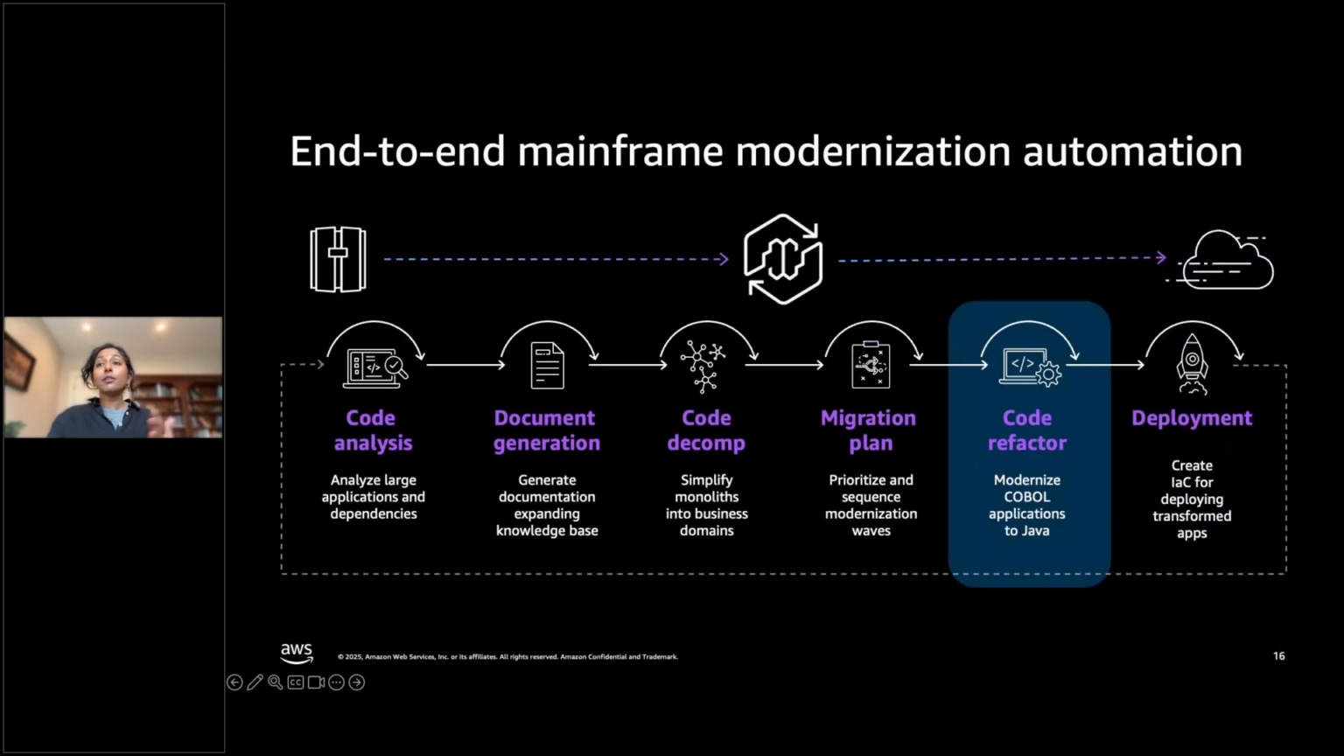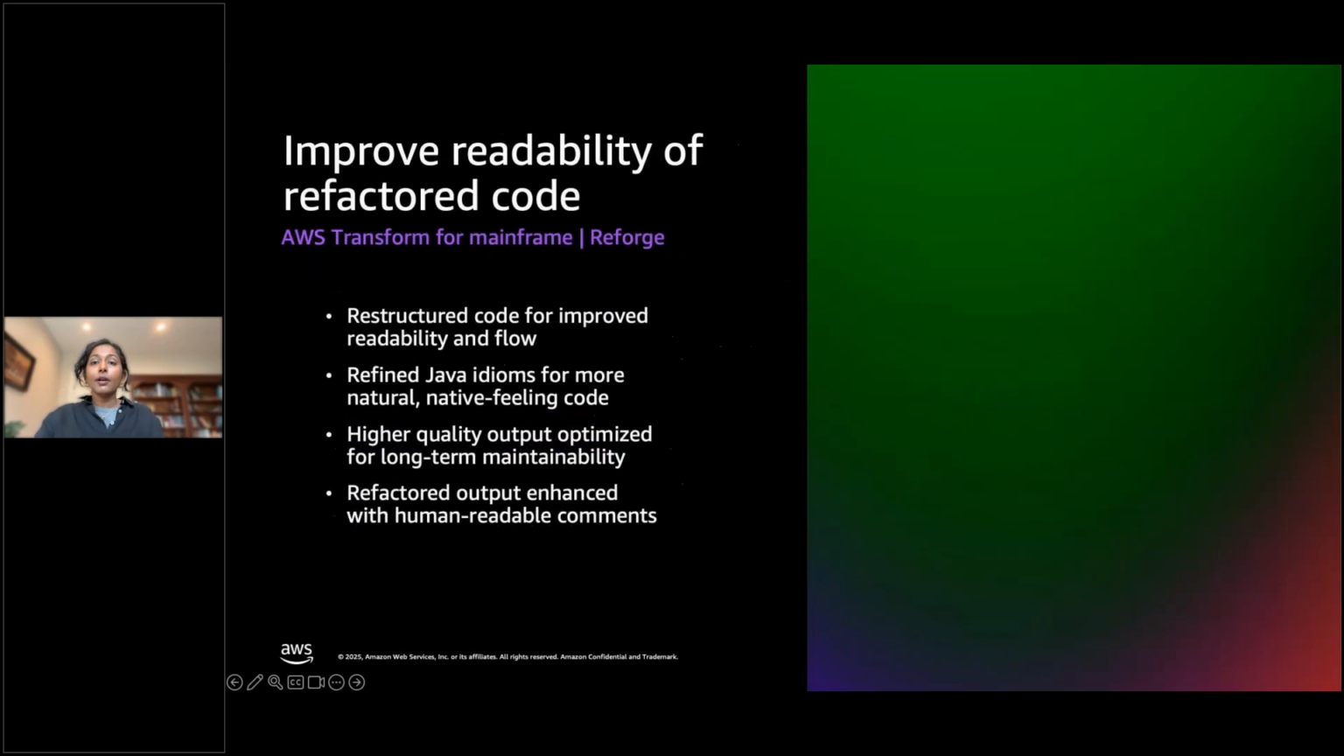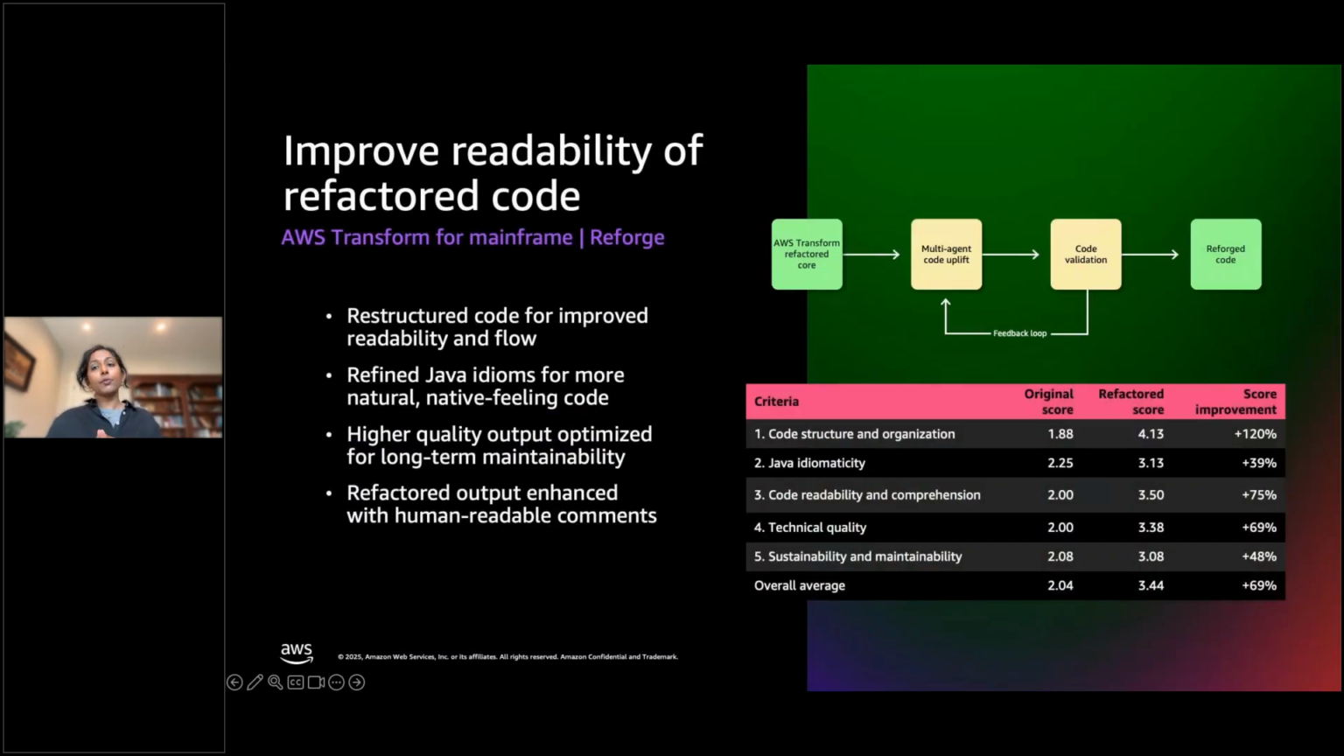Next, let's jump forward and look at some of the new capabilities we're introducing with automated refactor. AWS Transform for Mainframe automatically refactors COBOL to Java in the order of minutes. Traditional systems that place an emphasis on the functional equivalent sometimes tend to carry forward COBOL semantics and structure when they are refactoring code. In order to address this, we introduced a new feature called Reforge to help improve the experience for teams that are going to be maintaining the code down the road.